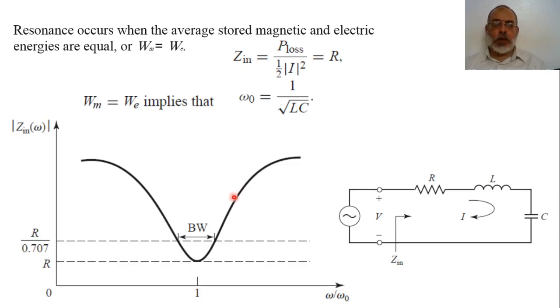And actually, we are going to define the operating bandwidth of this resonant circuit as the frequency band where the magnitude of the input impedance is less than or equal to R over 0.707. 0.707 is 1 over square root 2. So the frequency range where the input impedance is less than R over 0.707 corresponds to the operating bandwidth of this series resonant circuit. And the center is where the input impedance equals R.